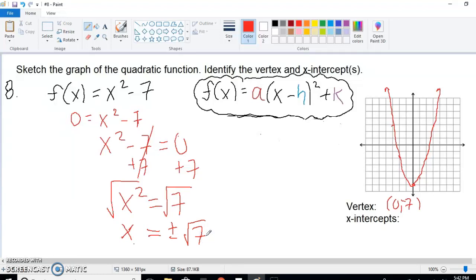Okay, so that makes our x-intercepts: we've got one at square root of 7, 0, and then the other is at the negative square root of 7, 0. And using the square roots, that gives us the exact value. We didn't truncate any decimals, cut them off short. This is the exact value.